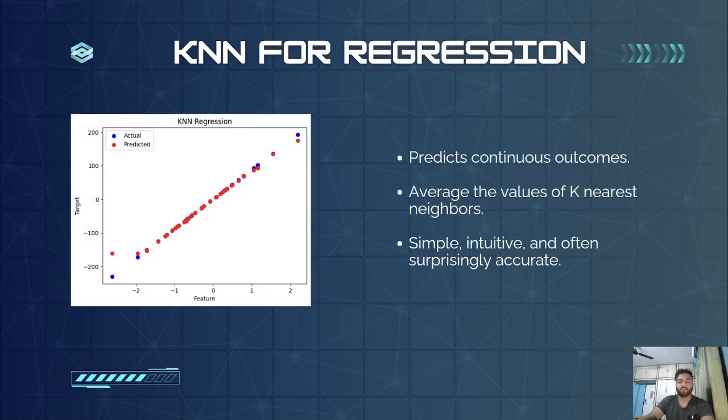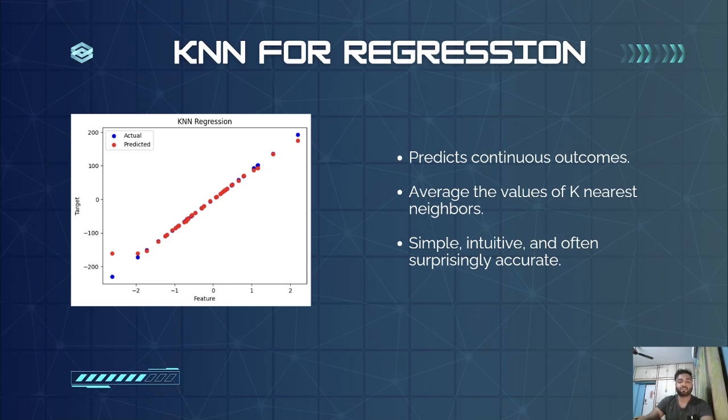KNN is not just limited to classification. It also performs regression tasks effectively. In regression, instead of voting for the most common flavor, KNN averages the output values of its k nearest neighbors to make a prediction. This allows KNN to predict continuous quantities like housing prices, stock values, or any other numerical outcome. Again, no heavy mathematics involved, just simple neighbor-based thinking.